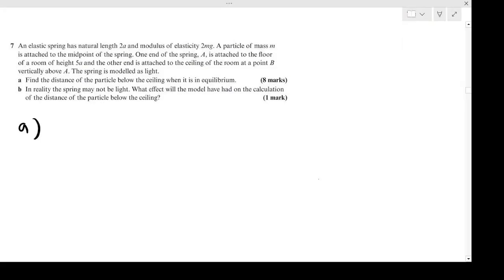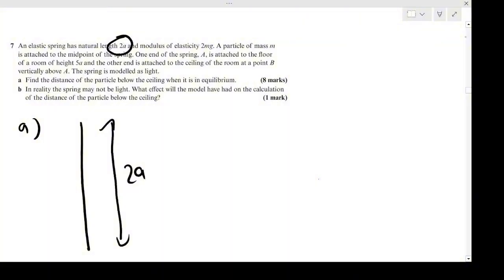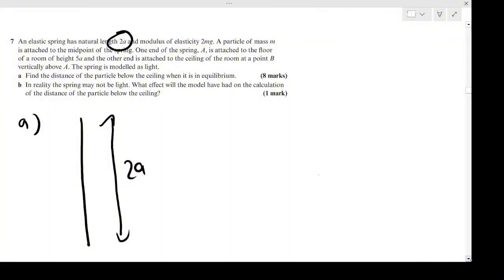Okay, so we've got this question here. Firstly, we need to find the distance of the particle below the ceiling in equilibrium. So what exactly is going on? What do we draw here? Well, we have this spring which has natural length 2a. So this is my spring initially. The length is 2a. So that's before we add any particle on, right? But then we do add a particle on.